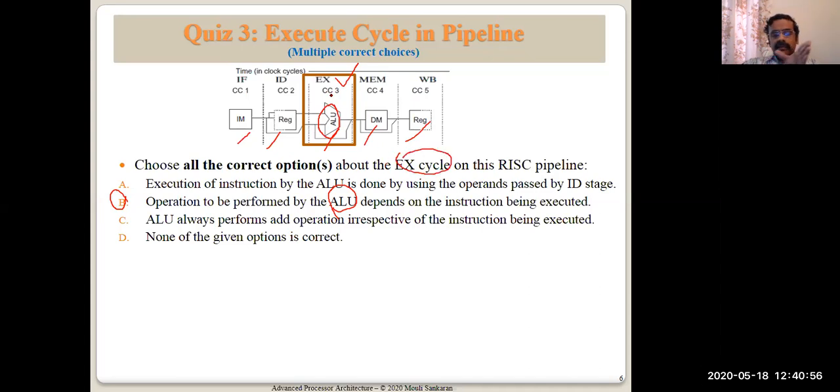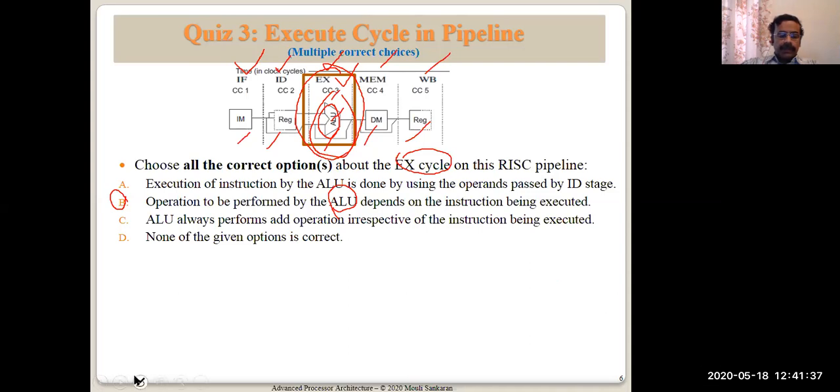That means in this cycle, one instruction is in this EX stage. Some other instruction is in the ID stage. Some other instruction is in the IF stage. Similarly here, I am just focusing on what is happening for this instruction during this cycle. So I am concentrating on what is happening in this stage, whatever may be the instruction here, what is happening to it and what is the operation done by the ALU for that instruction. So the B statement, why is it correct?